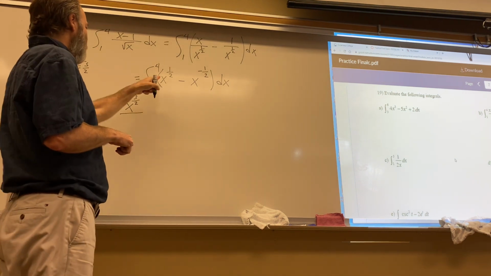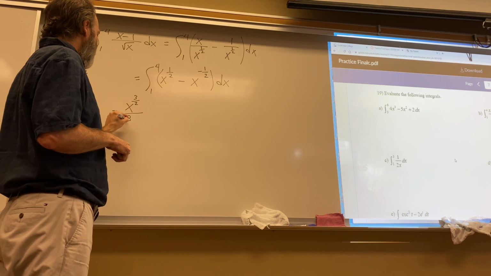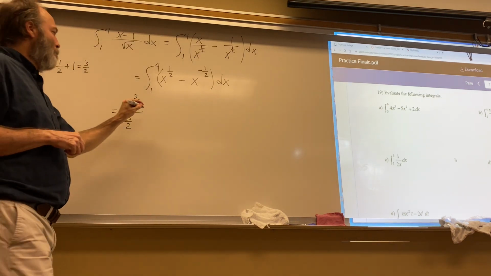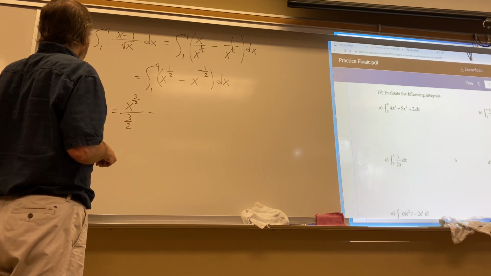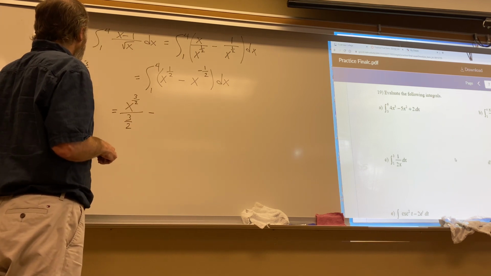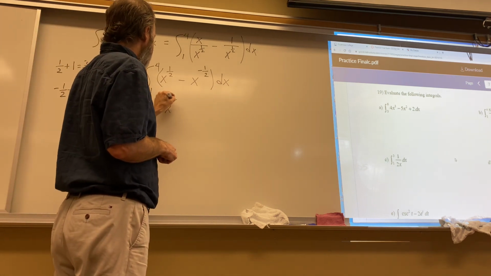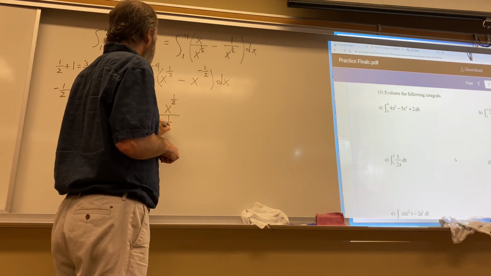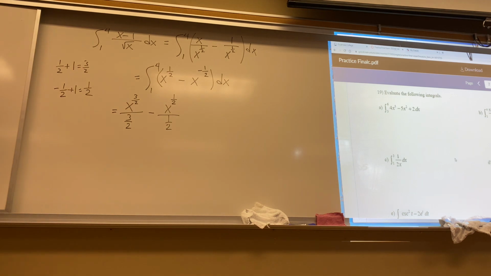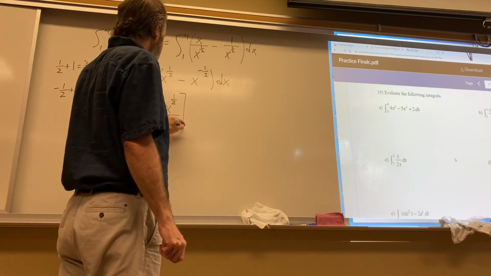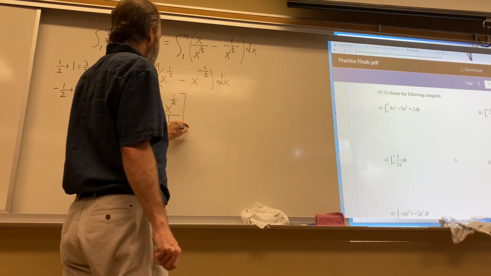Okay, so this is going to be, add 1 to that, we get 3/2, x to the 3/2, divide by 3/2, minus, now here we have negative 1/2 plus 1, which is positive 1/2. And this is going to be from 1 to 4.